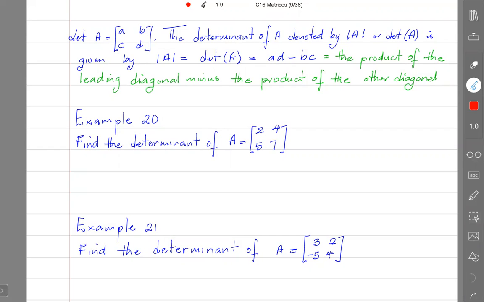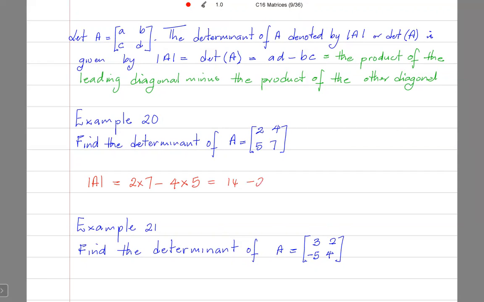All right, so in example 20, the determinant of A would be 2 times 7, the product of the leading diagonal elements, minus 4 times 5, and that is going to be 14 minus 20, which is equal to minus 6.